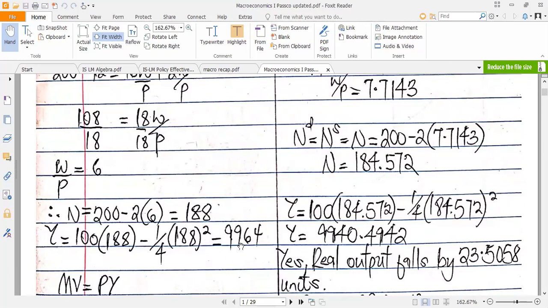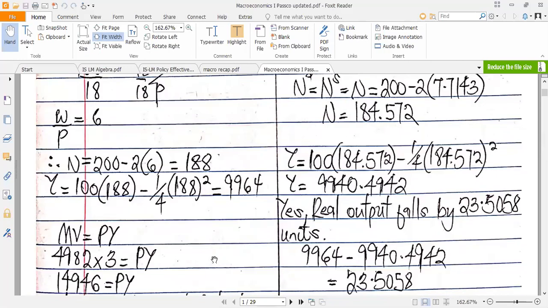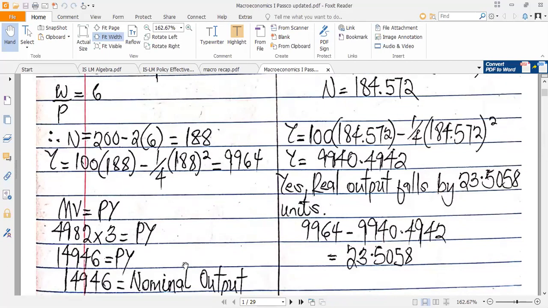And the next one, we're supposed to find the price level. That one, we use the equation of exchange. MV is equal to PY. From the question, we're given M as 4982, and then this is our V. We've been able to find Y as 9964. So now we have a linear equation in terms of only P.